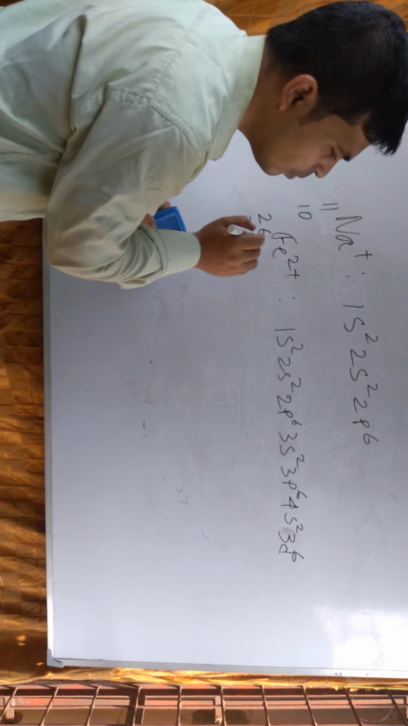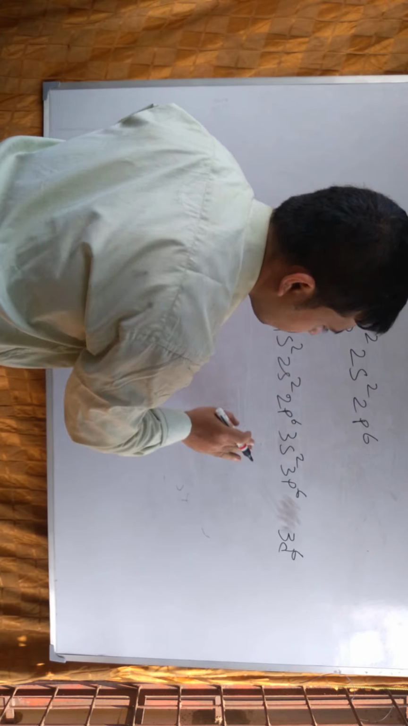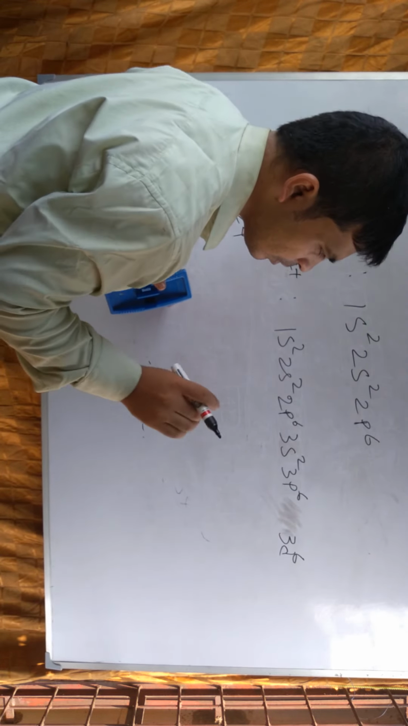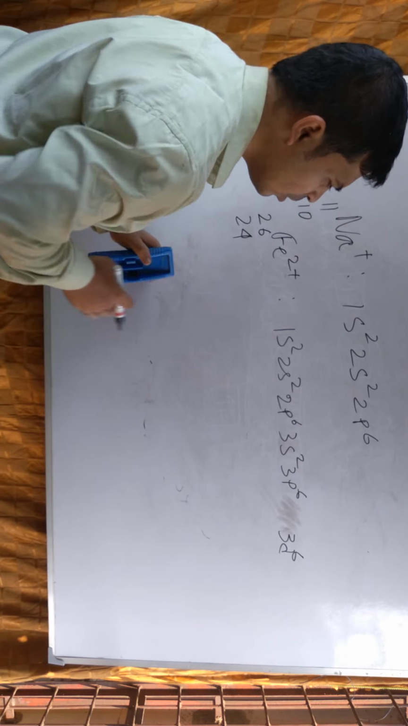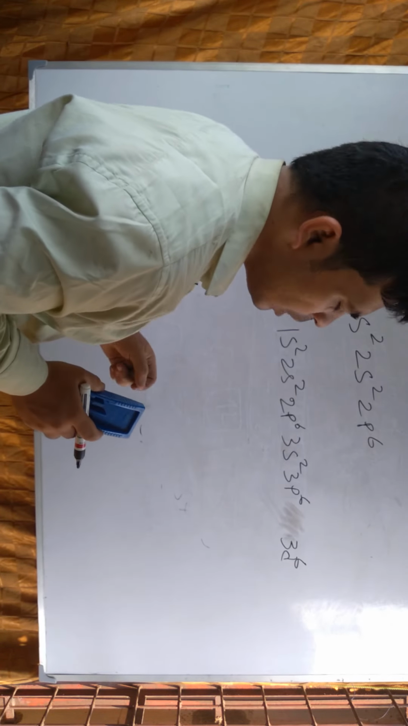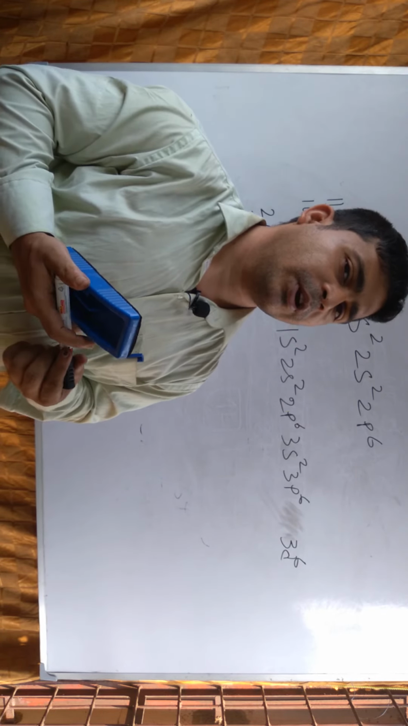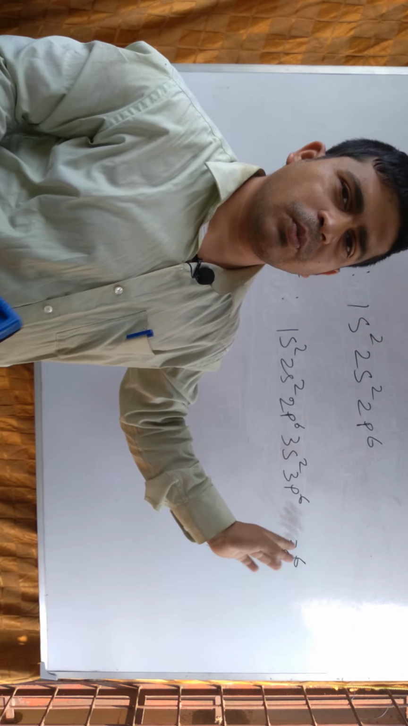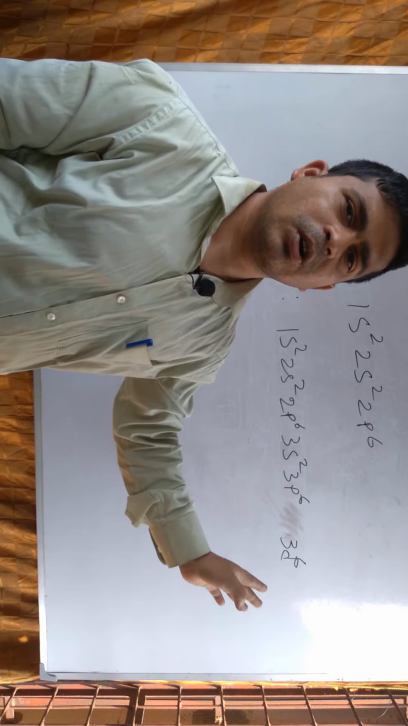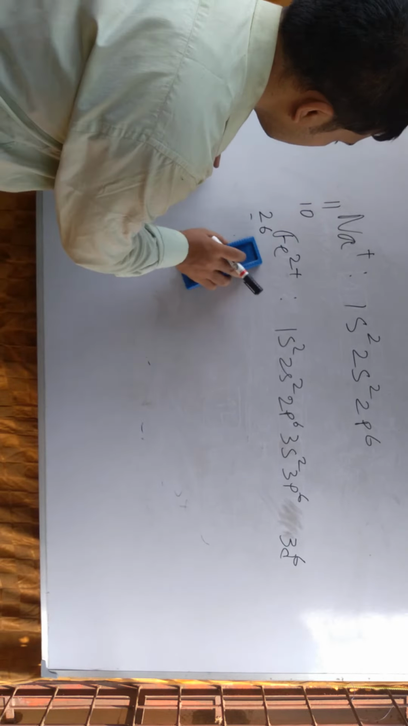So we remove the 4s subshell from this electronic configuration, because electrons are first removed from the 4s orbital compared to the 3d orbital. Electrons are first removed from the 4s orbital, not from the d orbital. So this is the correct electronic configuration of Fe2+.